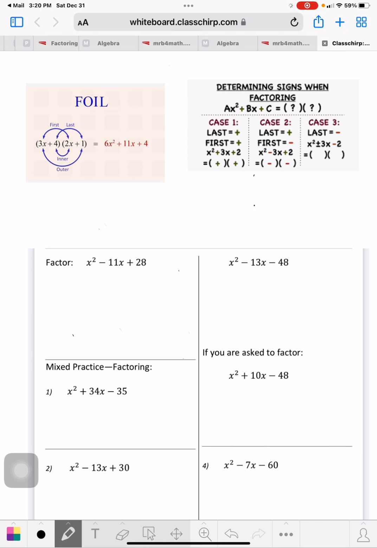So what I put up there, I put up the FOIL method again so you can kind of see how it works. You know, the first, the outer, the inner, the last. And then I actually put up determinant signs when factoring, okay? A lot of times with this, it's trial and error, but this is a few rules that they got.